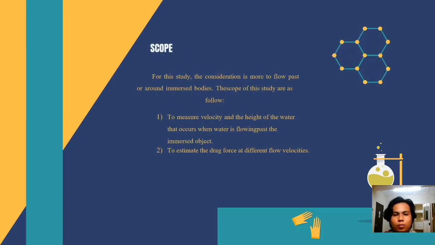And for the scope of this experiment, the consideration is to flow past or around immersed bodies. The scope of this study is as follows. One is to measure velocity and the height of the water that occurs when the water is flowing past the immersed object. And number two is to estimate the drag force at the different flow velocities.